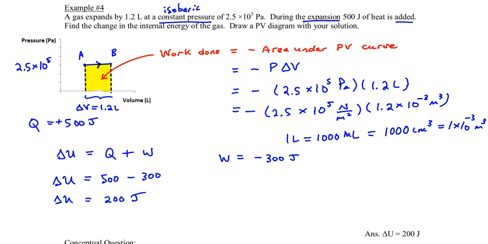So although there was some negative work being done as the gas expanded, doing work on the environment, more heat flowed in, and hence the internal energy went up. Only a certain portion of the heat that flowed into the gas was used to do work. And that's it for this example.